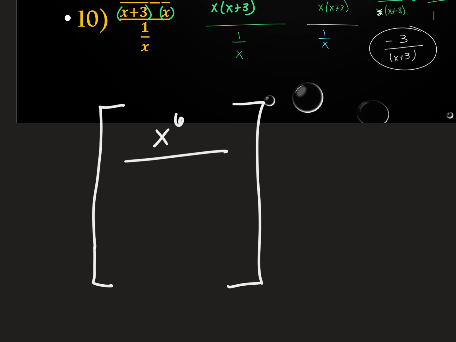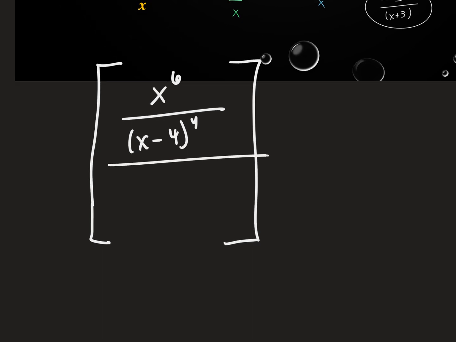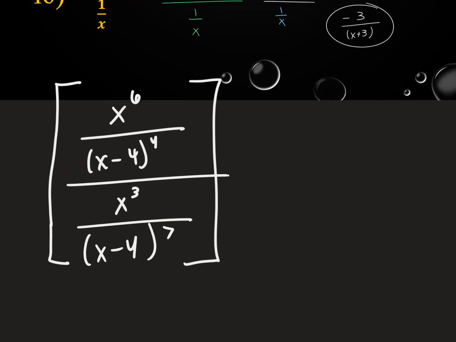So x to the 6th, and then say x minus 4 to the 4th power, divided by x to the 3rd over x minus 4 to the 7th power. All right, this is a very, very simple problem. There's no reason to complicate this at all. Is there any rationals that you have to add or subtract? No, you don't have anything to simplify. So we're going to keep, change, flip.